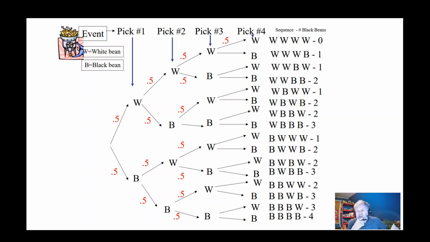Each of these outcomes is mutually exclusive, meaning that the combination does not occur anywhere else amongst the 16. So if I say this outcome here, white, white, white, black, that combination does not occur anywhere else. Each combination is unique and they're mutually exclusive. There's no relationship amongst the combinations here for 4 picks. And the probabilities are 0.5, 0.5.